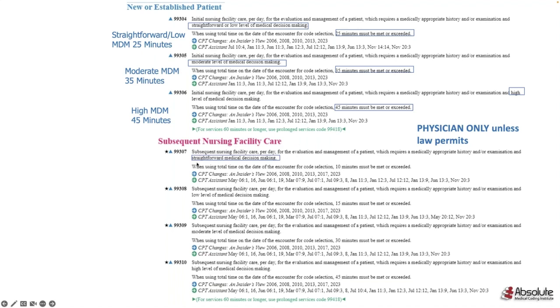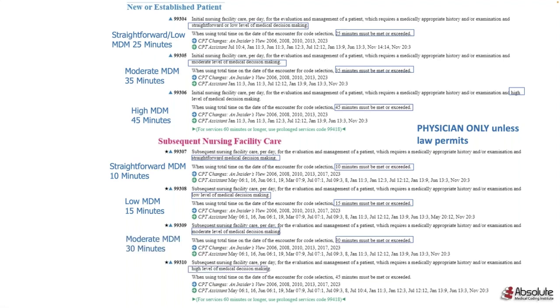Now, when we go down to the subsequent nursing facility care, the 99307 is for straightforward MDM. 10 minutes must be met or exceeded. 99308, this is low level of MDM. 15 minutes must be met or exceeded. 99309, this is moderate MDM with 30 minutes must be met or exceeded. And 99310, high level of MDM with 45 minutes must be met or exceeded.